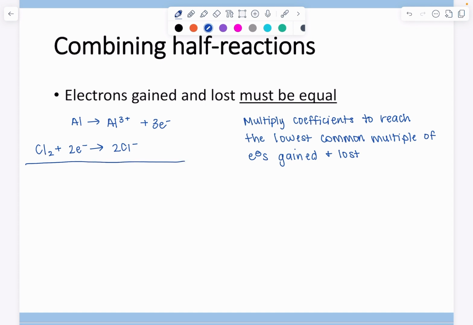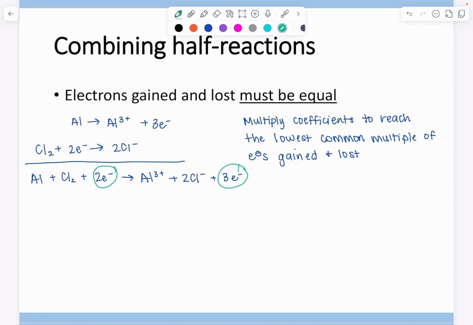We have Al, Cl2, 2 electrons, Al3+, 2 Cl-. I'm going to erase this in a moment because it's not balanced. And then 3 electrons. Okay, so that's just putting all the reactants on one side, all the products on one side. Right now, electrons are not balanced. We need those numbers, the coefficients for electrons, to be equal.